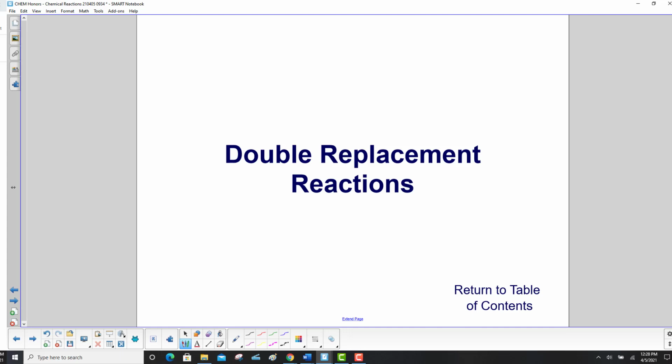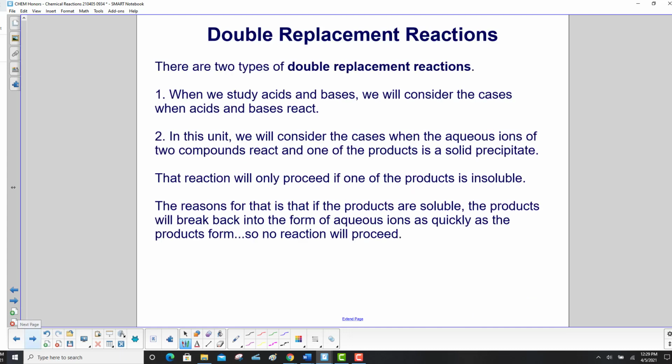Double replacement reactions. There are two types of double replacement reactions. When we study acids and bases a little later on, we'll consider the cases when they react. In this unit, we will consider the cases when the aqueous ions of two compounds react and one of the products is a solid precipitate.